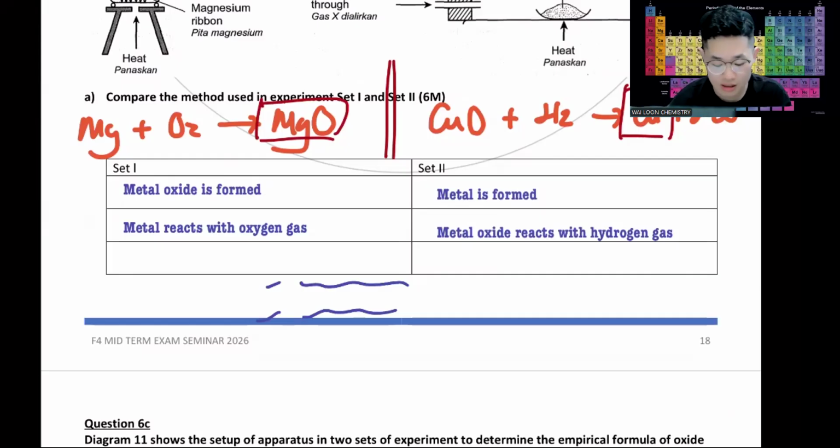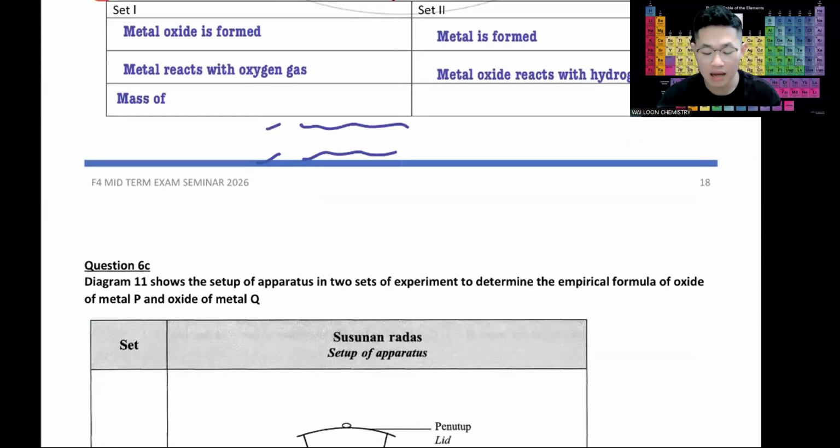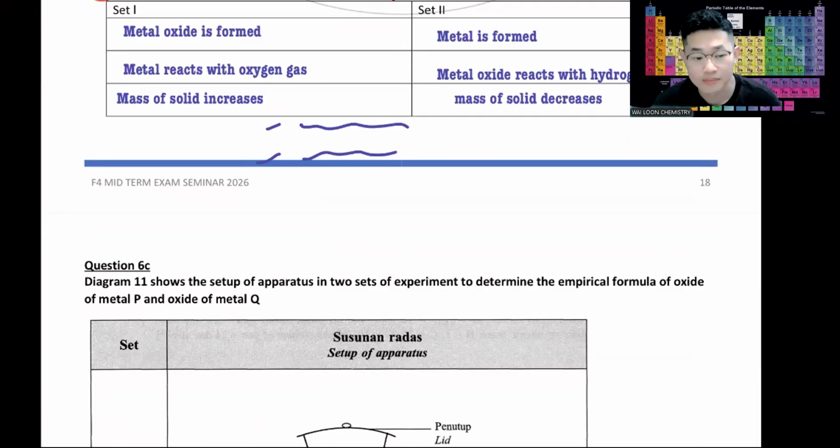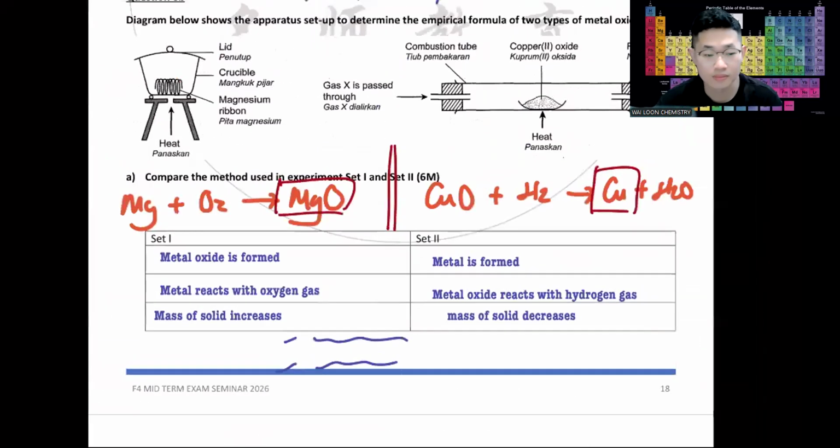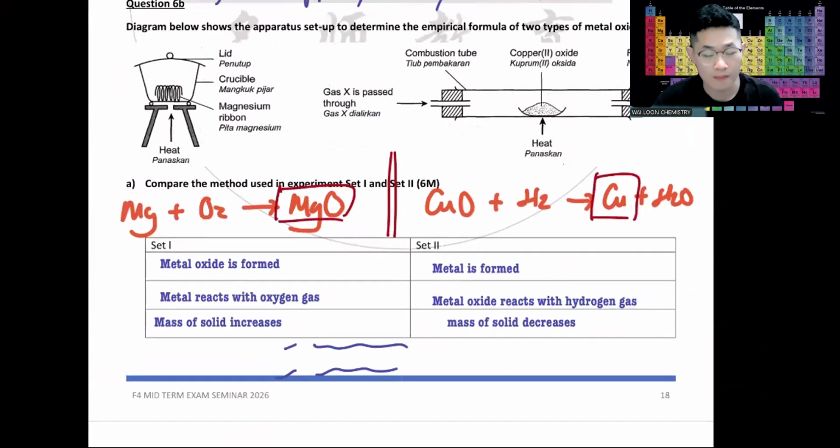So in the end, what happened here is for set one, the mass of the solid increases. From metal to metal oxide, the mass of the substance will increase. So before I do the experiment and after the experiment, the mass will be higher. And then in this one, the mass of the solid decreases. This is the difference in terms of method.